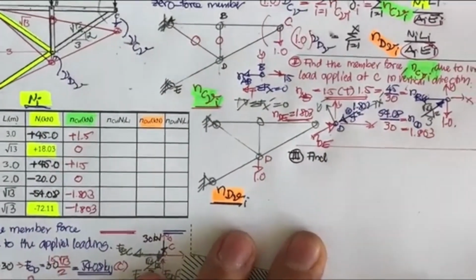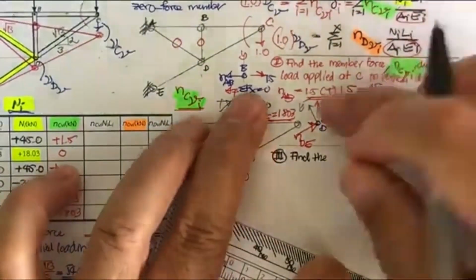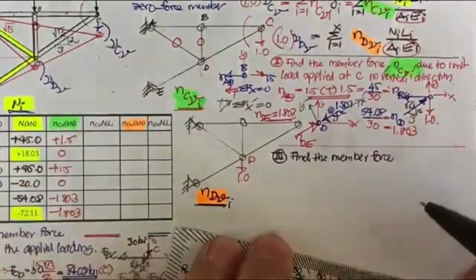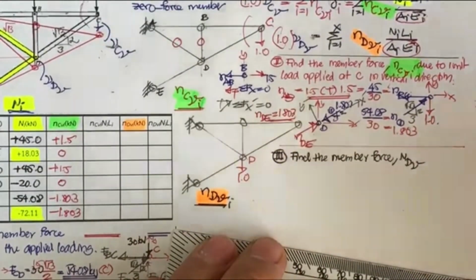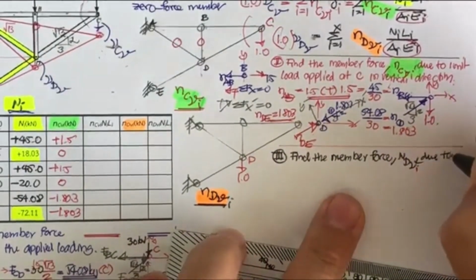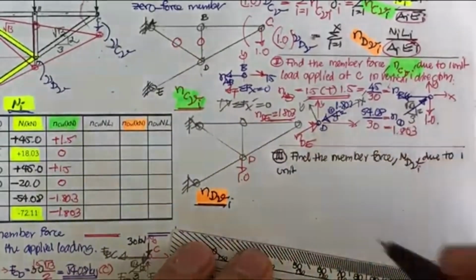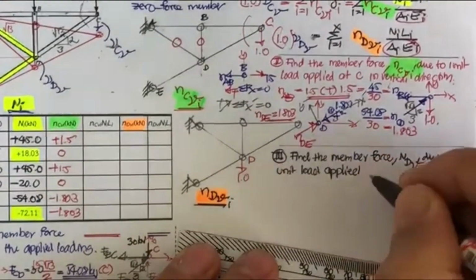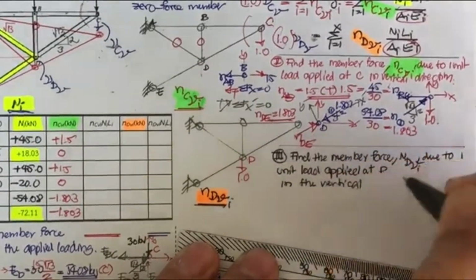We find the member force. This one is going to be N at D in the vertical direction, on member I. This one is due to a 1 unit load applied at D in the vertical direction.